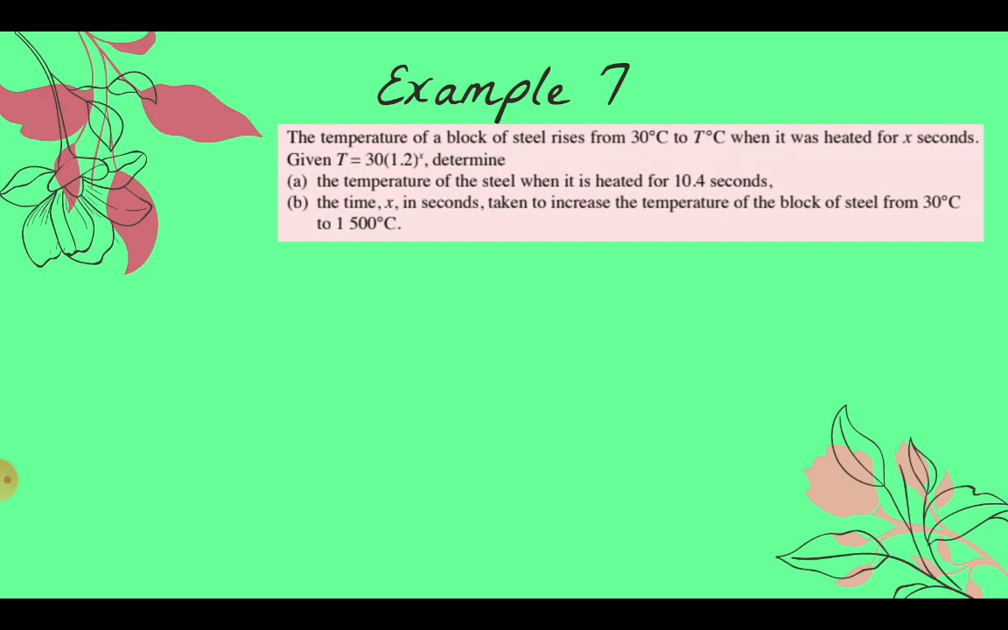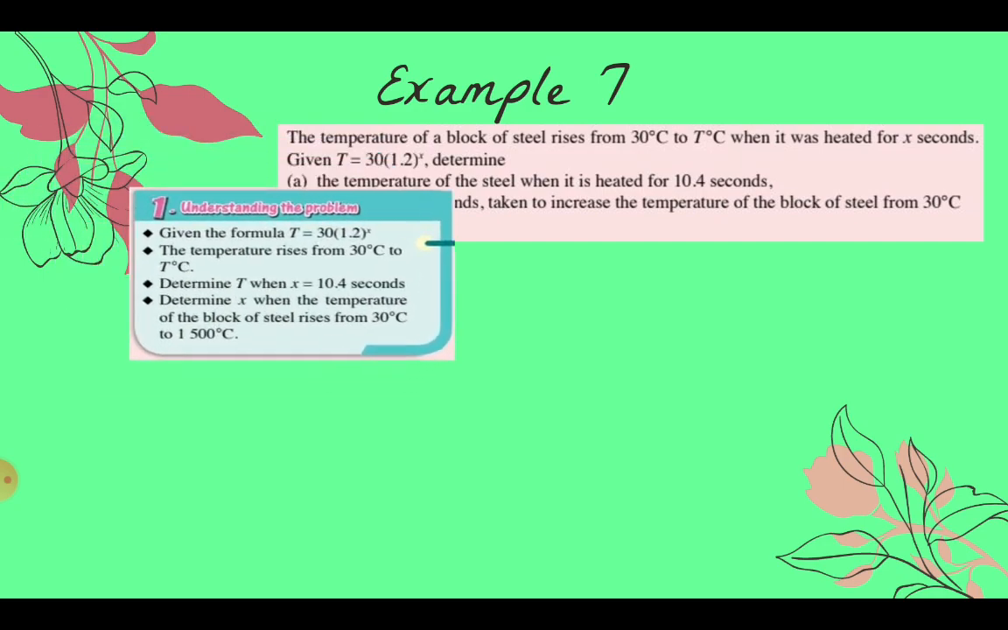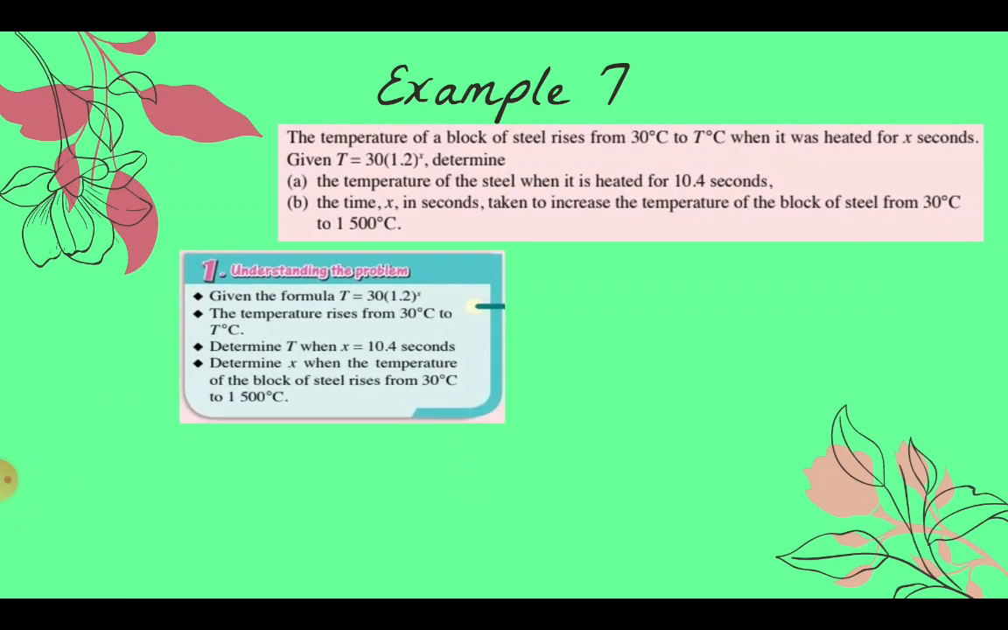B, the time X in seconds taken to increase the temperature of the block of steel from 30 degrees Celsius to 1500 degrees Celsius. Okay, so first of all, the first step, we need to write all the information given.